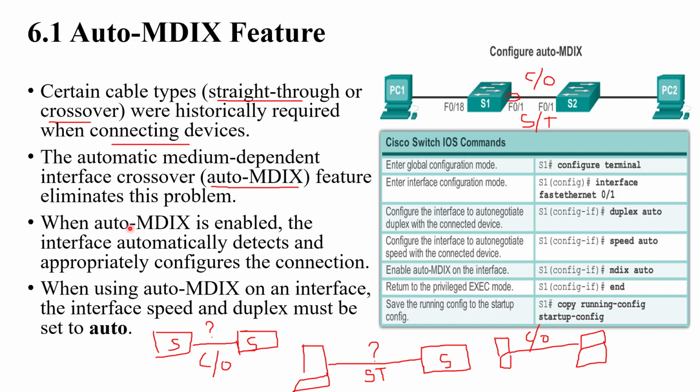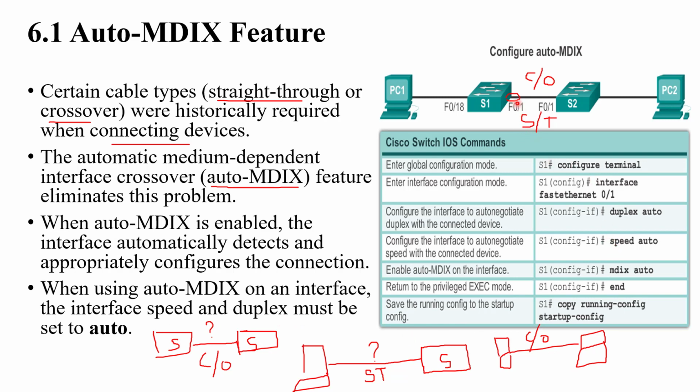You can see auto MDIX is enabled. The interface automatically detects and appropriately configures the connection. So it will detect what type of cable you are using, and based on that, automatically it is going to react. So this feature you can enable. To use auto MDIX on an interface, the interface speed and duplex must be set to auto. You can see the command.